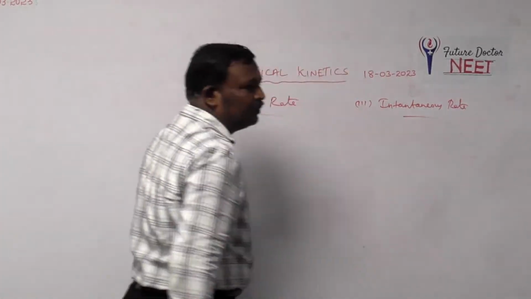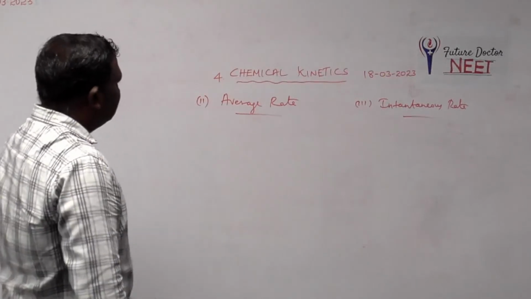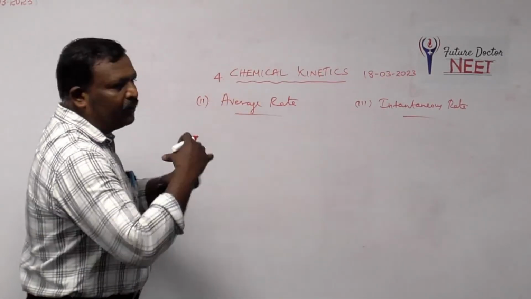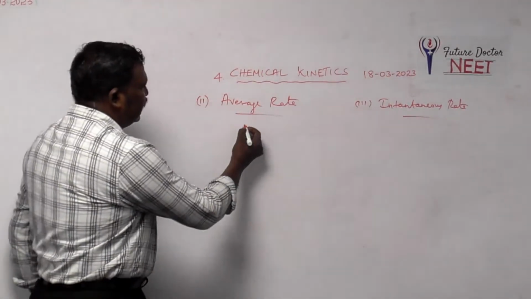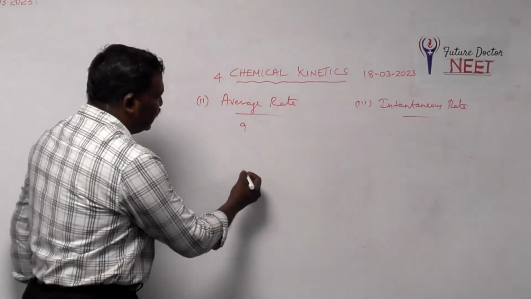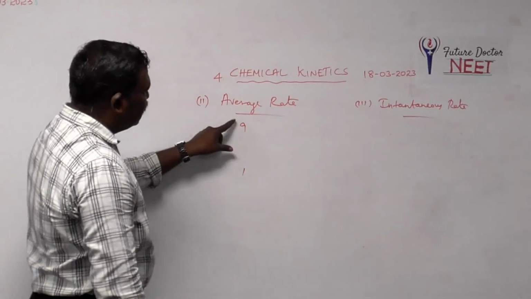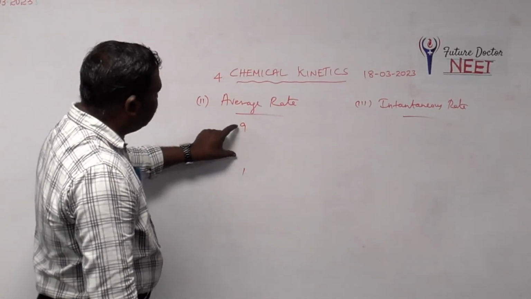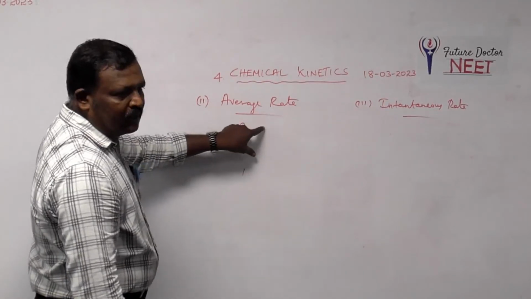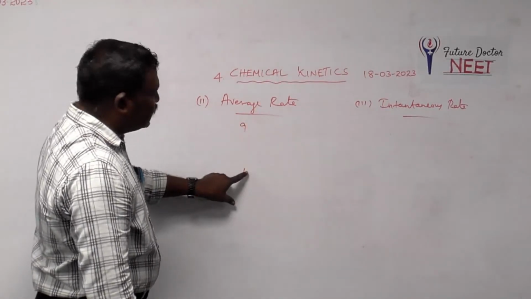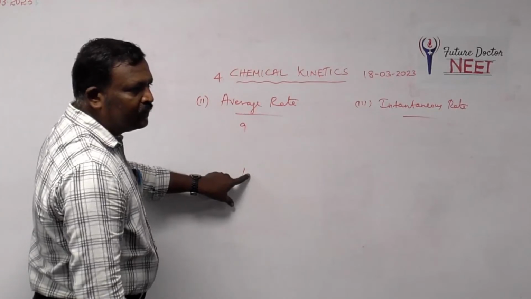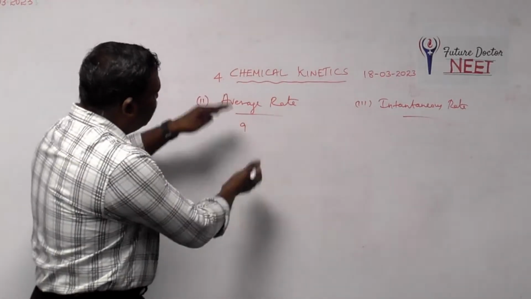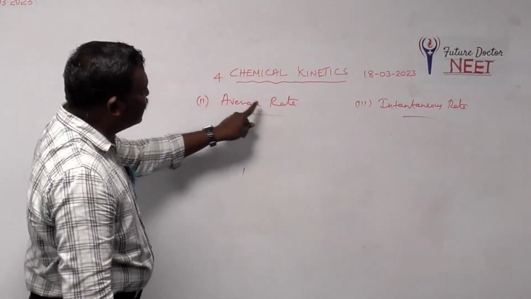You have another term, a simple one. Rate of reaction can be calculated during the time interval. Suppose one reaction started at 9 o'clock and is completed at 1 o'clock. How much speed the reaction is going on? What's the concentration at 9 o'clock? What's the concentration at 1 o'clock? If you know that, we can find the average rate. During the time interval, if you are finding it, that's called what? Average rate.